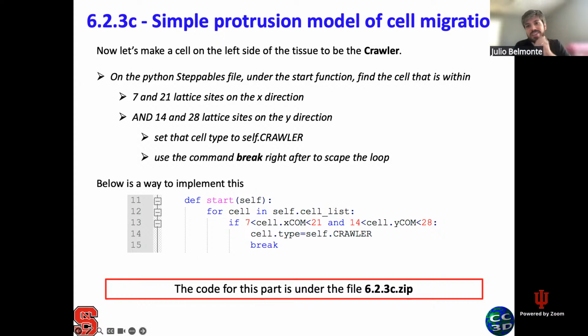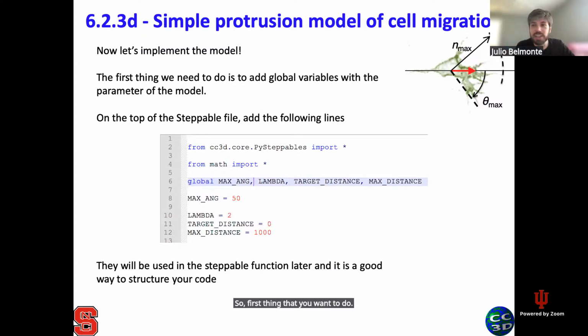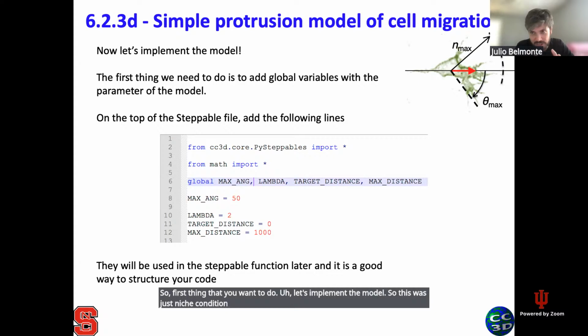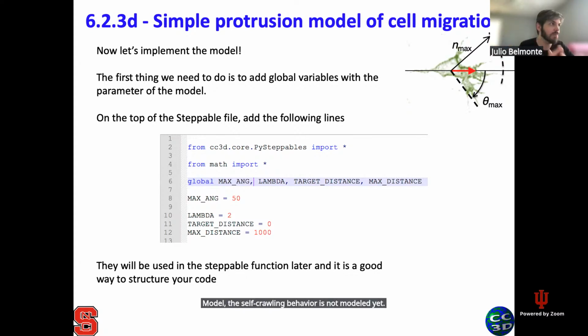All right. So now comes the heavier part of the coding: to create links to the right and move to the right. Okay. So the first thing you want to do is implement the model. This was just the initial condition. It's not the model yet. It's not the cell crawling model. The cell crawling behavior is not modeled yet. I'm going to do this now.